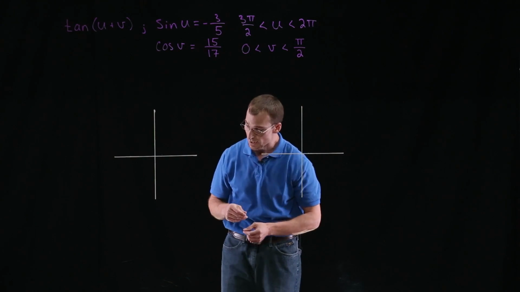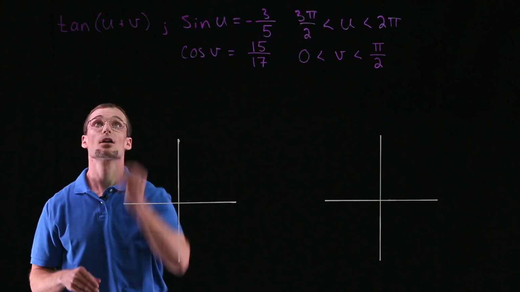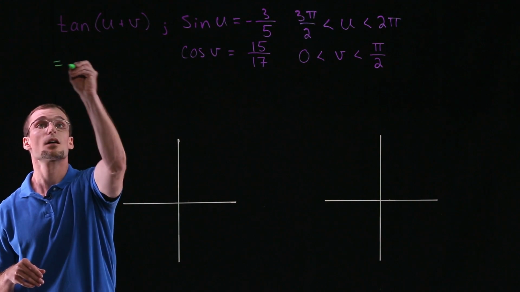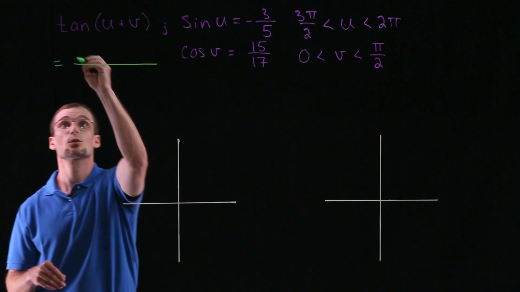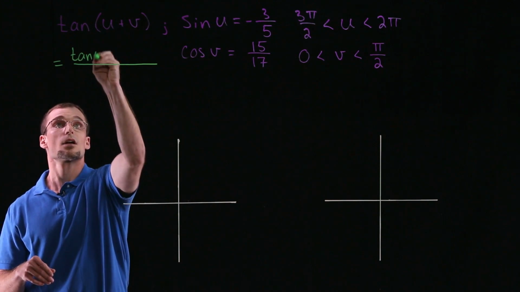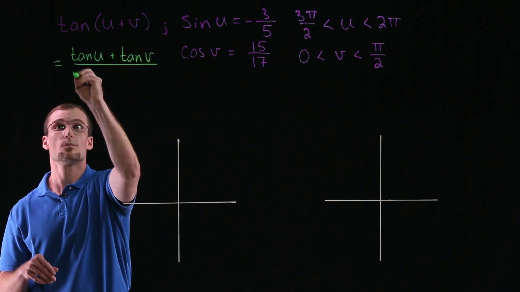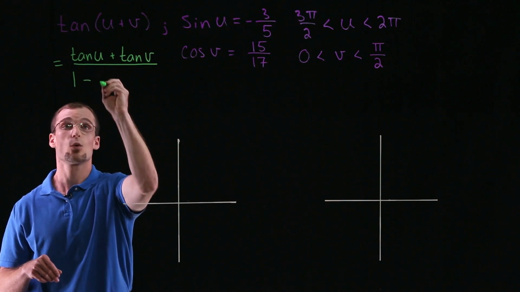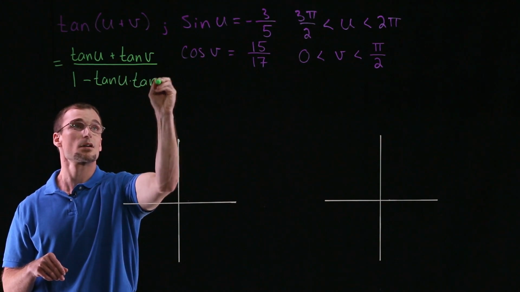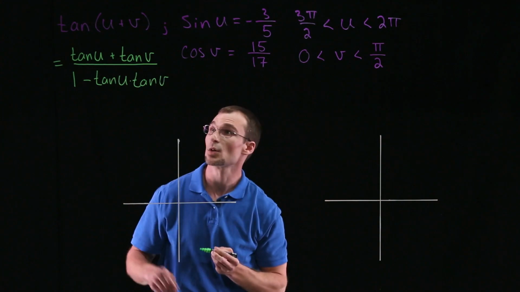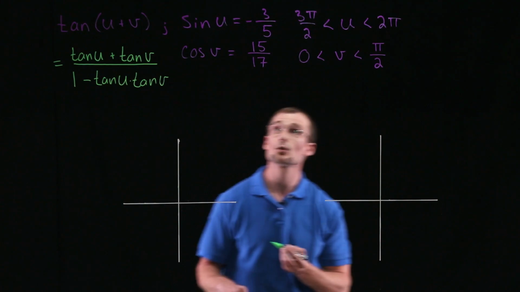So before we proceed, it helps to know what we need. So tangent of u plus v, using our sum and difference formulas, is equal to the tangent of u plus the tangent of v divided by 1 minus tangent of u times tangent of v. So to compute this, namely what we need is the tangent of u and the tangent of v. So let's look at what we're given.